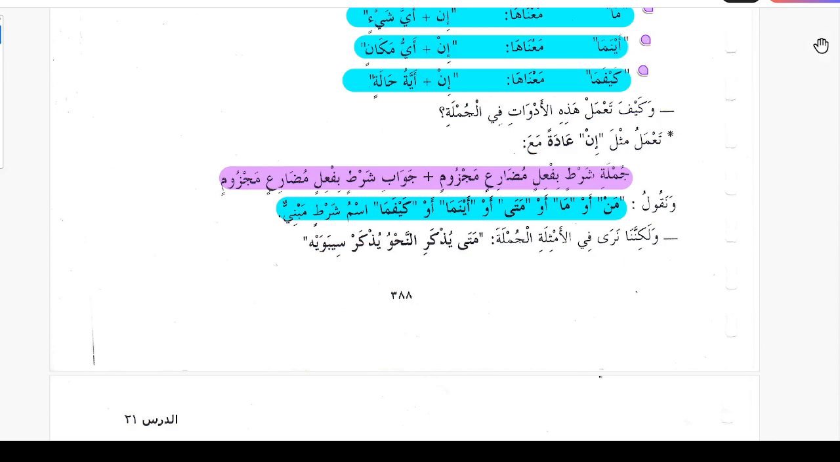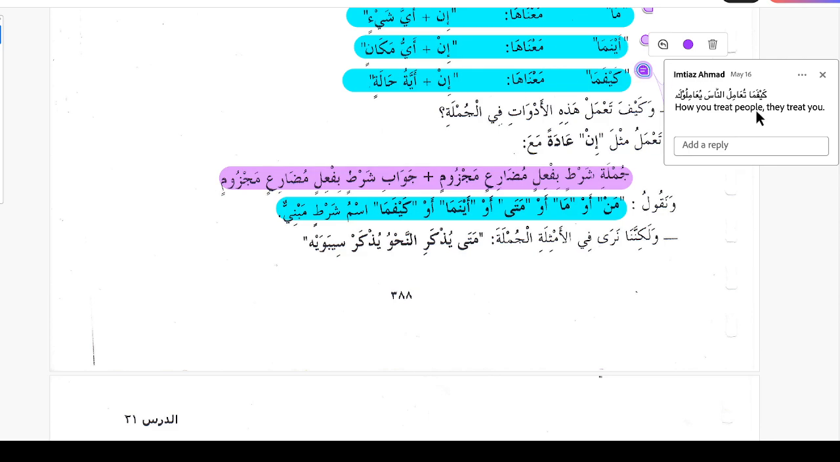And the last one is kaifa ma, in plus ayyu halatin. Here the example is kaifa tu'amilu nasa yu'amiluka, how you treat people, they will treat you. They treat you the same way you treat people. So kaifa ma is like saying if you treat people in any form, in any condition, then they will treat you the same way. This is the example for kaifa ma.